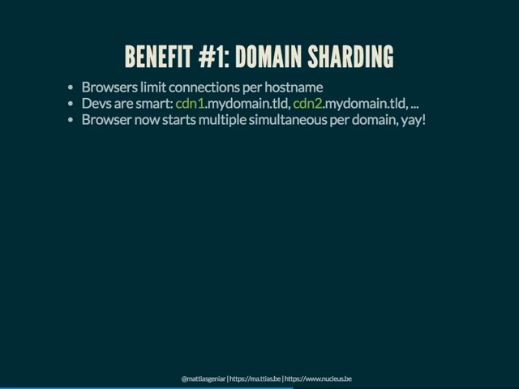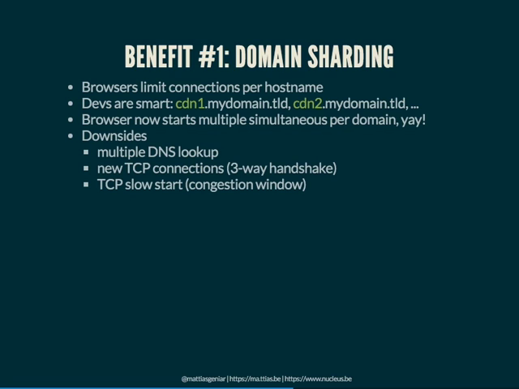Now, since we've been sharding, our browser can open multiple connections. Everybody wins. But a few downsides that seem small, but are pretty significant, occur at that moment. First of all, your browser needs to do multiple DNS lookups. A DNS lookup is seriously fast, but it still takes 50 to 100 milliseconds. That's up to 100 milliseconds that your browser is just blocking, waiting for a DNS.